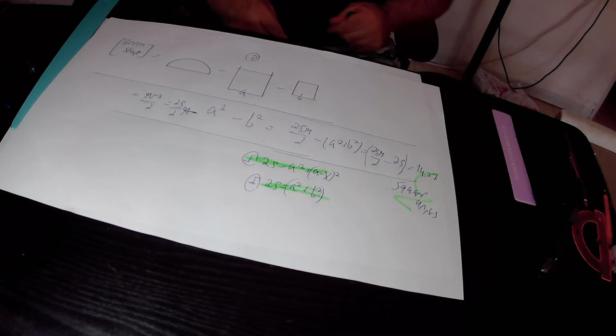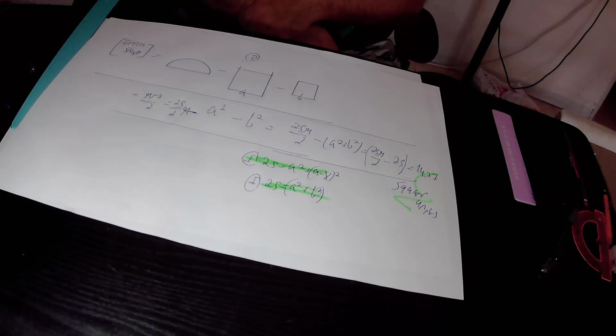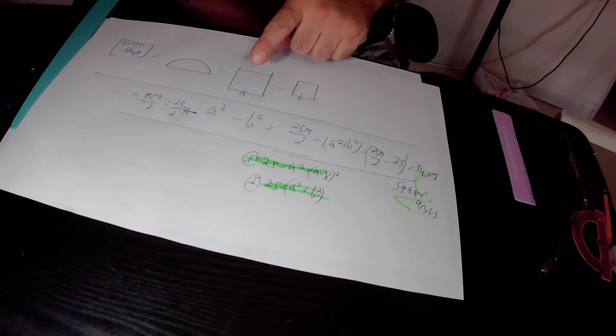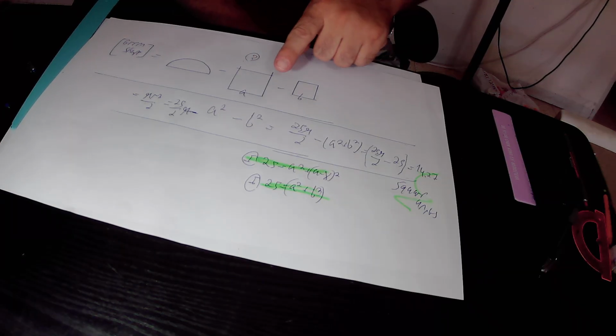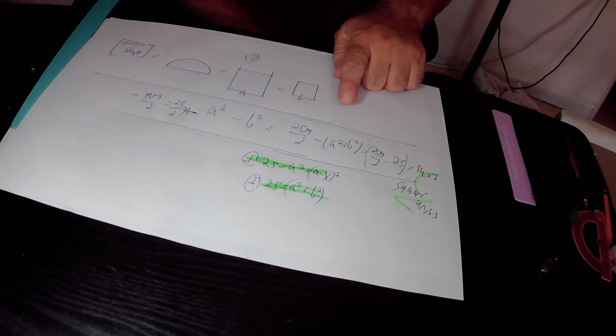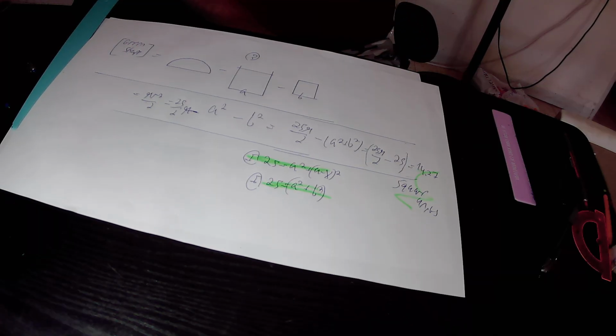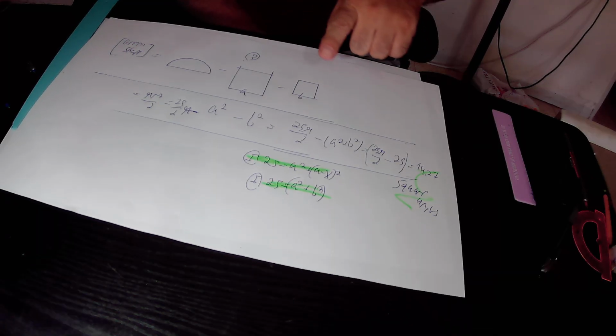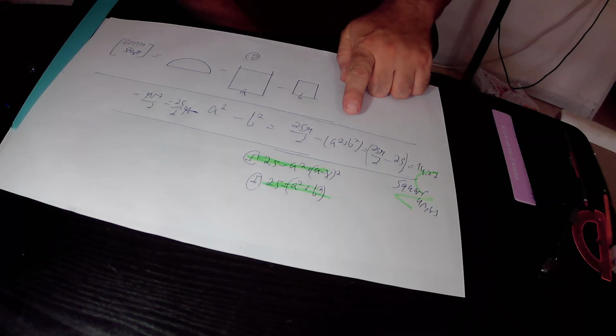So in total we found that the area of the green shape equals 25 pi over 2 minus a squared minus b squared. Here we took minus 1 as a common factor from those two expressions, so inside the brackets we have a squared plus b squared. So the area of this green shape equals 25 pi over 2 minus (a squared plus b squared).